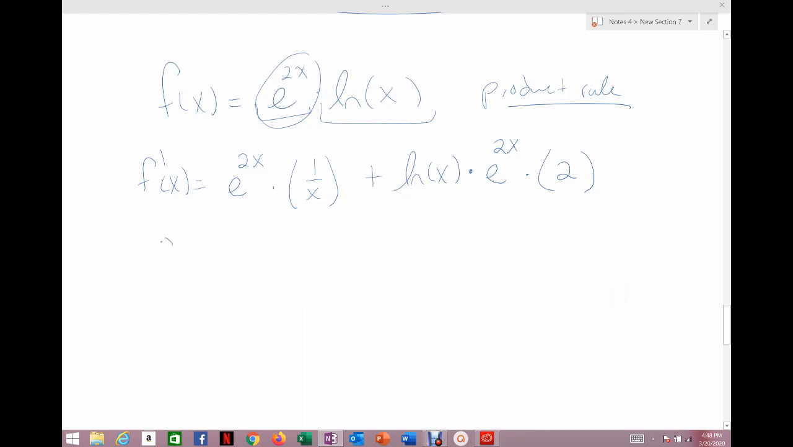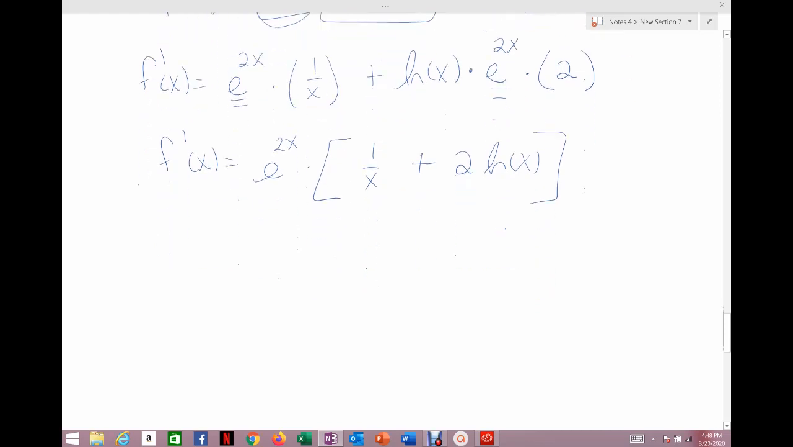Now, I will clean this up a little bit. I'm going to factor. I've got an e in both. I can pull out to the front, so I'm going to factor the e to the 2x out. When I do, e to the 2x is gone, so in the first term, I'm left with 1 over x, and the second term, the e's gone, but I still have the 2 ln of x. And again, it's a minor thing, but it just cleans it up a little bit and makes it a little easier to work with. So my next example, I'm going to do the quotient rule.